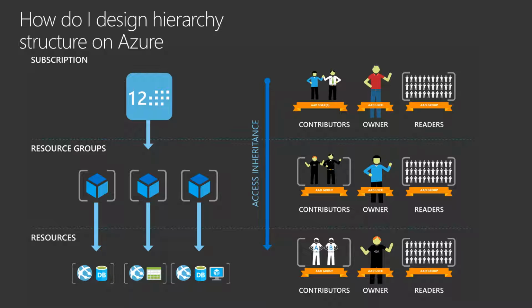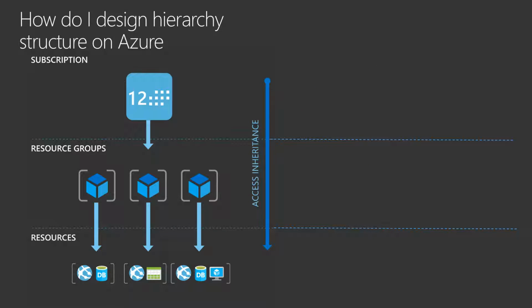Remember in part two we shared that Azure access permission is inherited from the subscription to the resource group. But how many subscriptions do you need to build? How many resource groups do you need to create? How many resources do you put into the resource group? Those are the questions that we commonly hear from our customers. Here are some typical considerations you may think about.